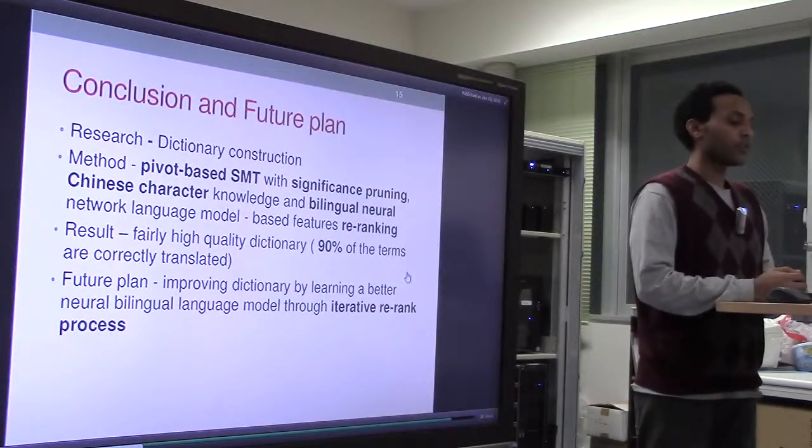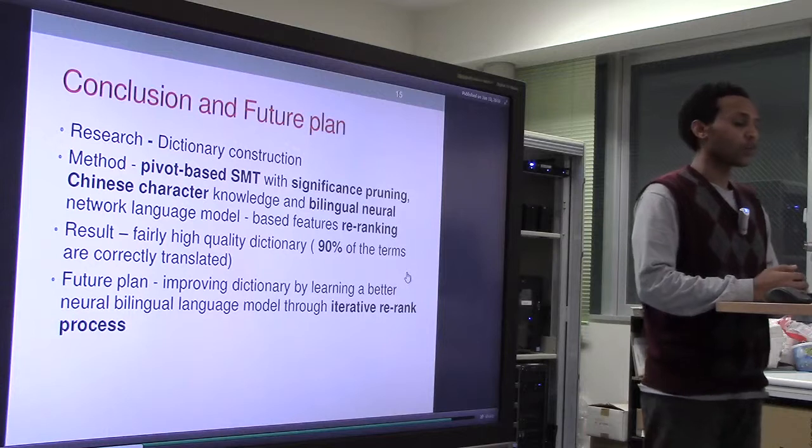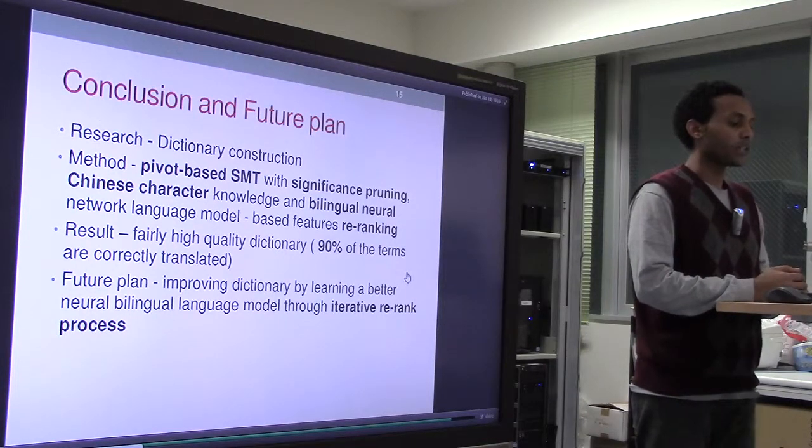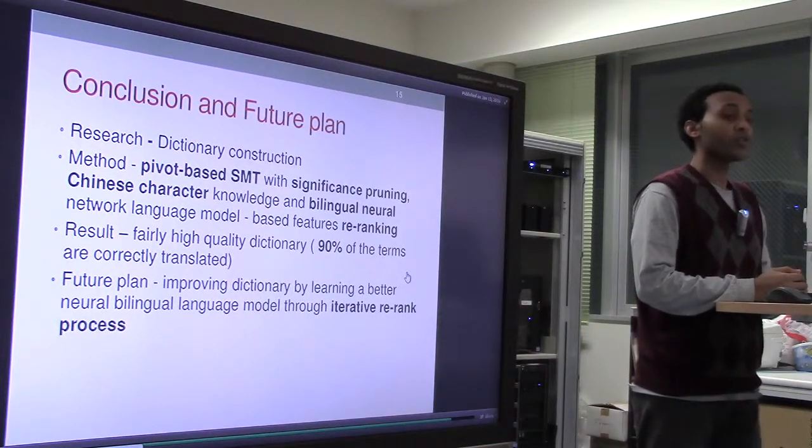And for the future, they proposed doing an iterative re-rank process in order to come up with a better neural bilingual language model, so that it would improve the quality of the translation.